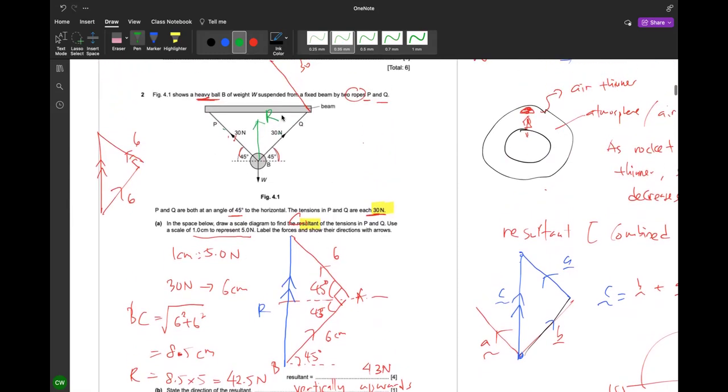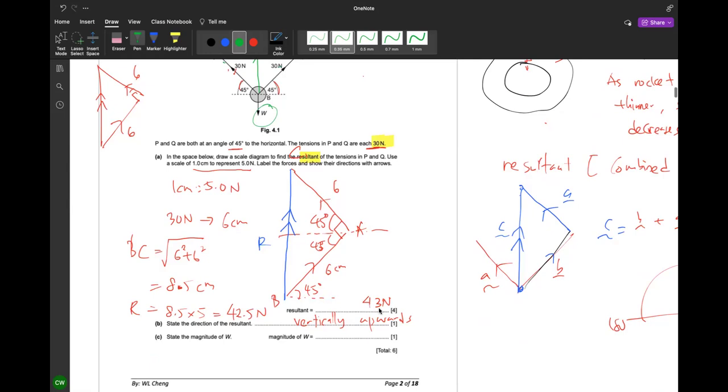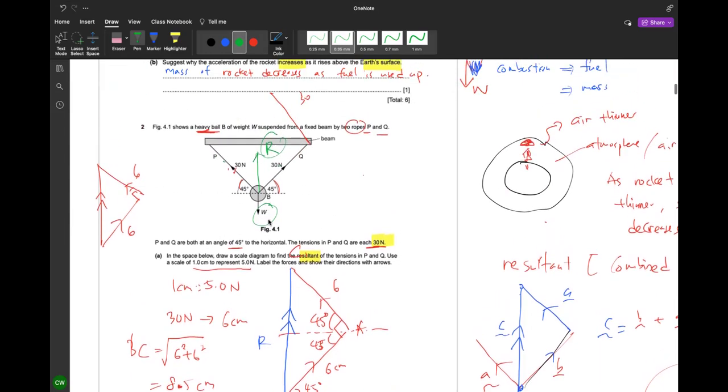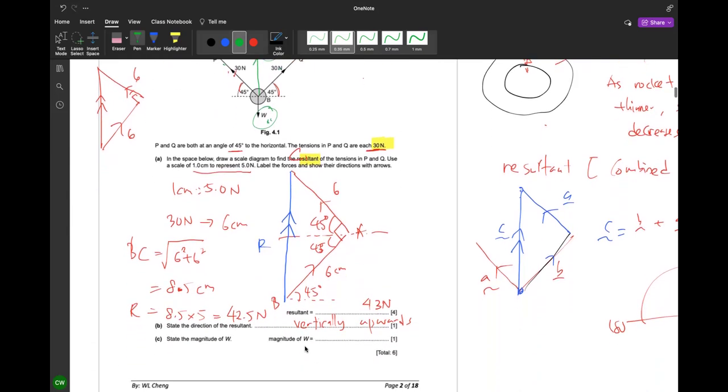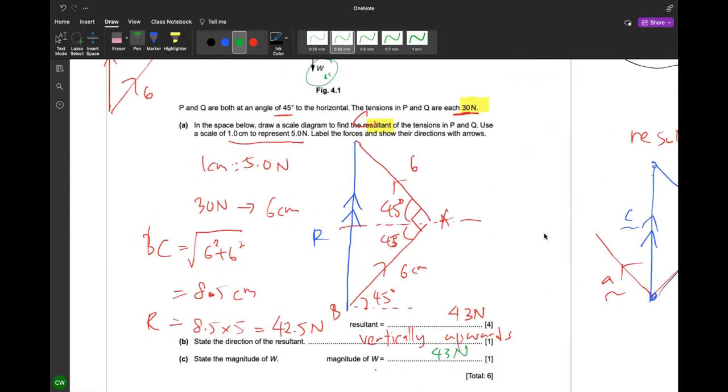整个东西不动的话，就是说这两个 force 是一样的。It means these two are the same. 上跟下一样。How do you find the weight? It means what is the weight now? It is balanced. 如果是 balance 的话，这个等于这个。Up and down is the same. So what is up? W is what? W is also 43 Newton. 43 Newton. Okay. Do you understand what is going on?